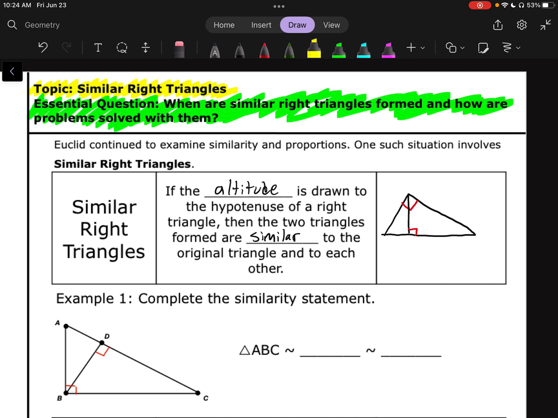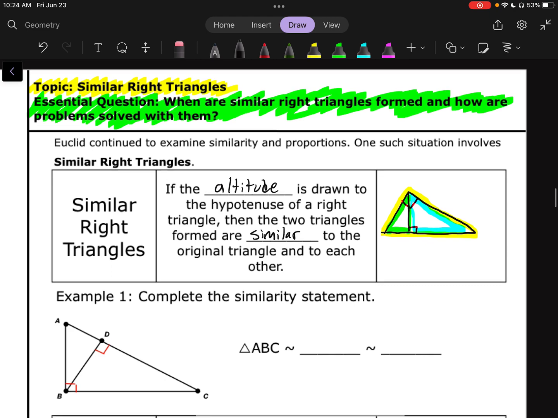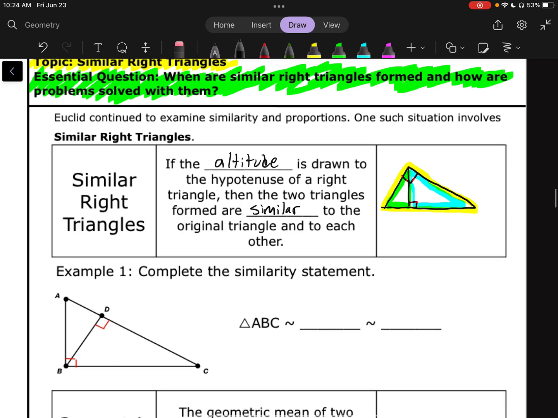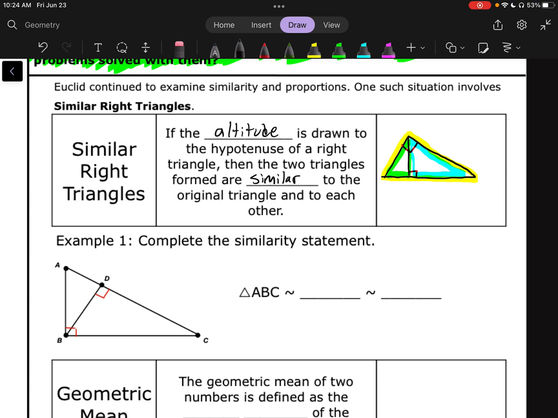So what we're talking about here, we've got the big right triangle. We've got the little right triangles. So all three of those triangles, yellow, green, blue, all of them are similar to each other. Okay? Those are going to be our similar right triangles. So example one, we're just going to try to complete the similarity statement here, just try to line some things up. So triangle ABC is similar to something, similar to something.